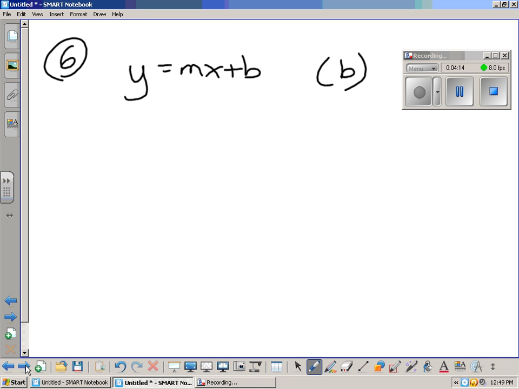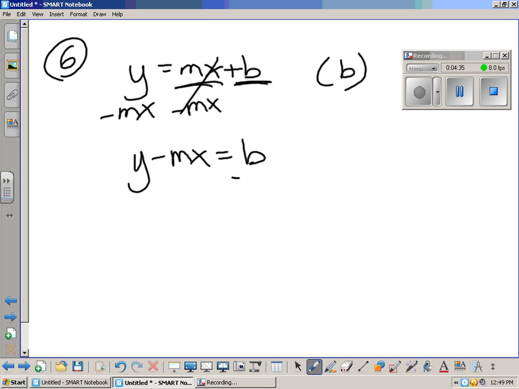Number 6, we're solving for b. If you look at the b term and the mx term, they're separated by addition. So that means that to get rid of the mx, we're going to either subtract or add. So if this is a positive mx, I'm going to subtract mx from each side. On the left side, I get y minus mx. On the right side, I get b. So my problem is finished.